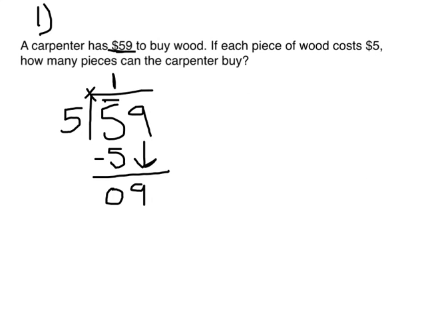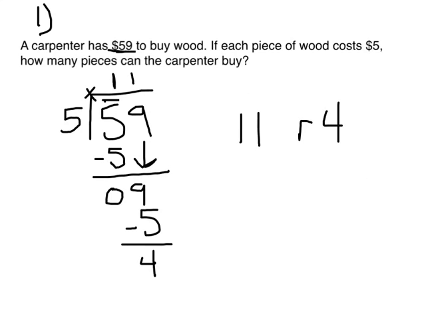If I split 9 ones across 5 groups or into groups of 5, how many will there be? How many times does 5 go into 9? It goes in 1 time. What's 1 times 5? It's 5. What's 9 minus 5? 9 minus 5 is 4. So my answer is 11, remainder 4.